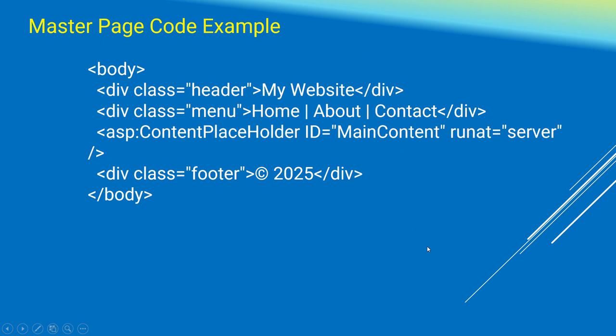Here is a basic example. The layout has a header, a menu, and a footer. The content placeholder with the ID main content is where your content pages will show their unique content.